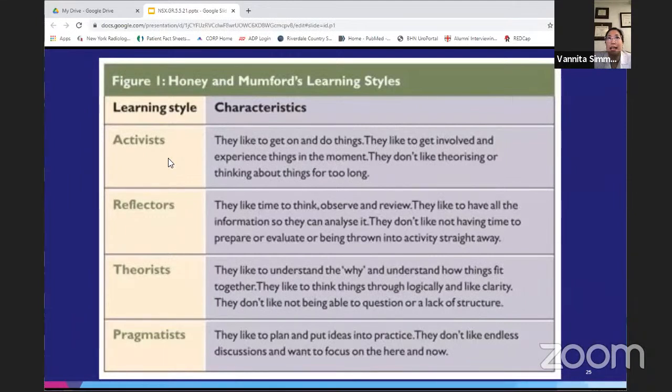So number one, activists, which I believe most surgeons are. Usually we like to get on with it and do things. We don't like theorizing or thinking for too long. There's also reflectors. They don't like to be thrown into an activity right away. They like to think and observe and review. And I built into this talk questions that you can ask yourself.